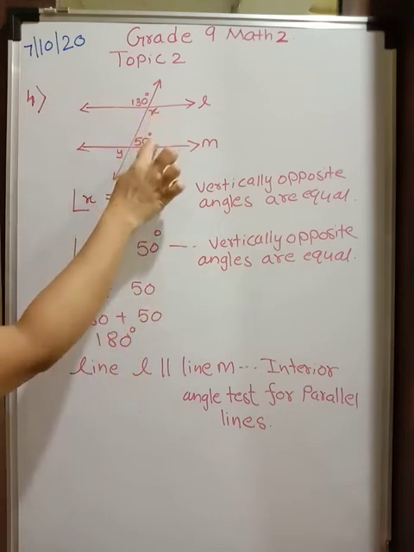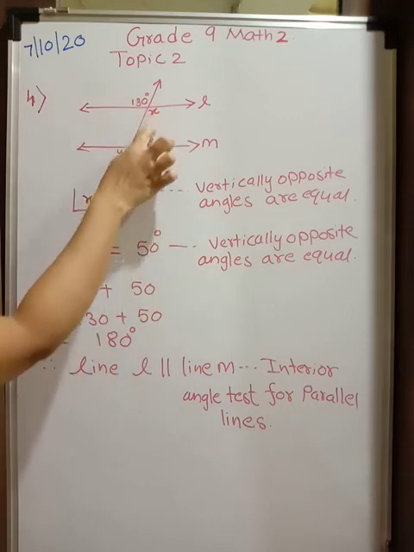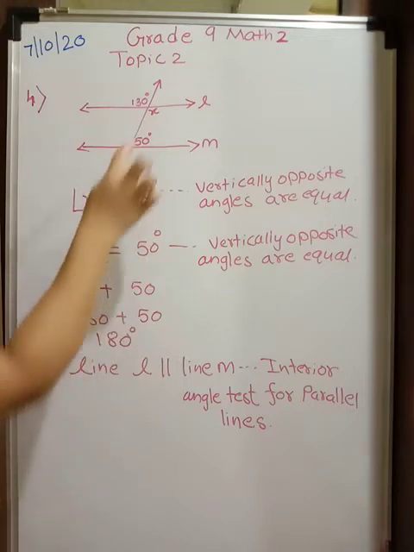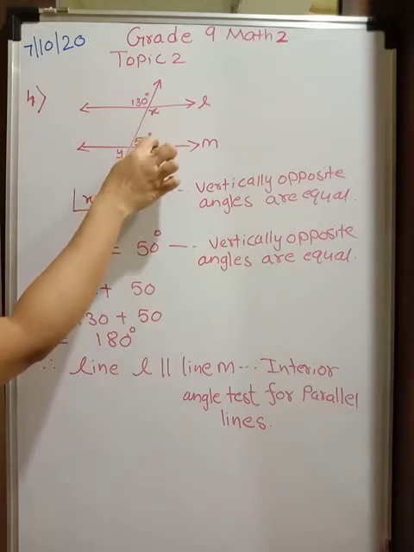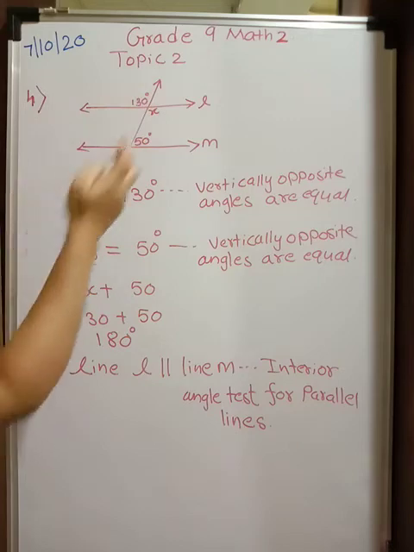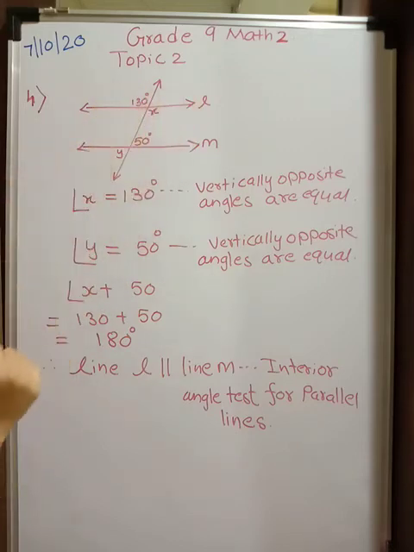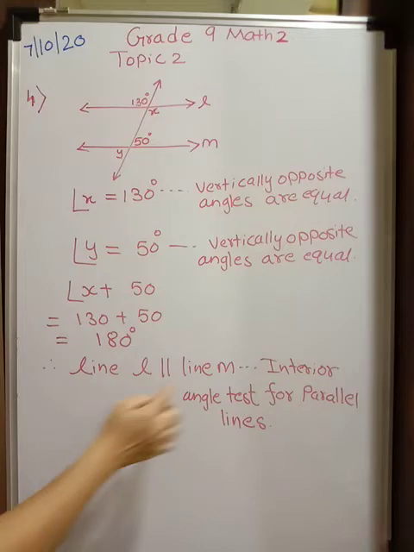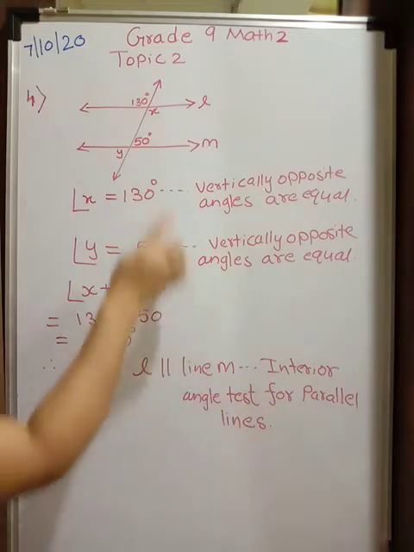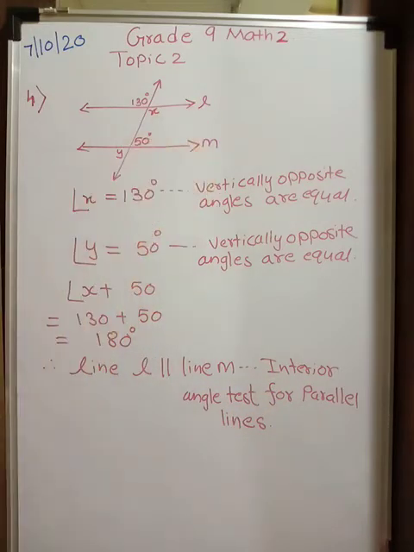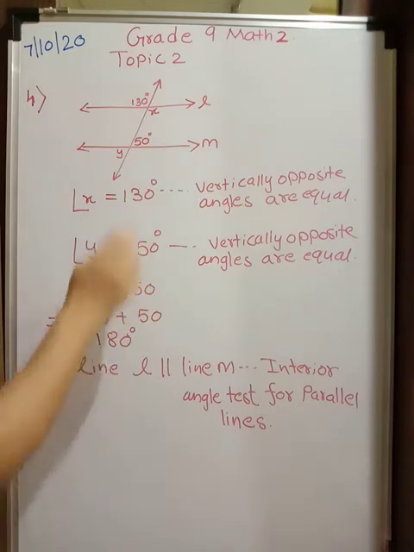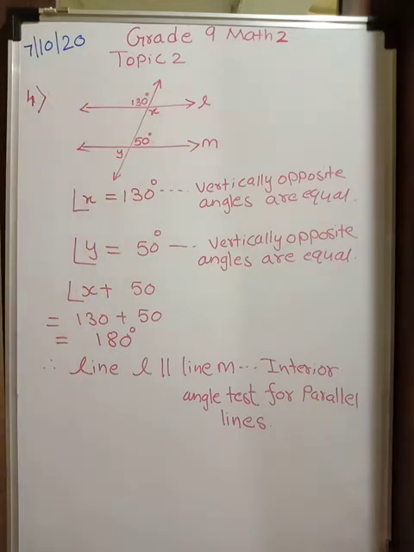Now look at this X and 50. If this is 130 and this is 50, the addition of these two becomes 180. And X and 50, these are interior angles on the same side of the transversal. If interior angles on the same side of the transversal are supplementary, then the lines are parallel. That is what the interior angle test for parallel lines tells us. And therefore, using the interior angle test for parallel lines, we can say L is parallel to M because their addition is coming 180. That means these two angles are supplementary. Alright, let's go for the next problem.